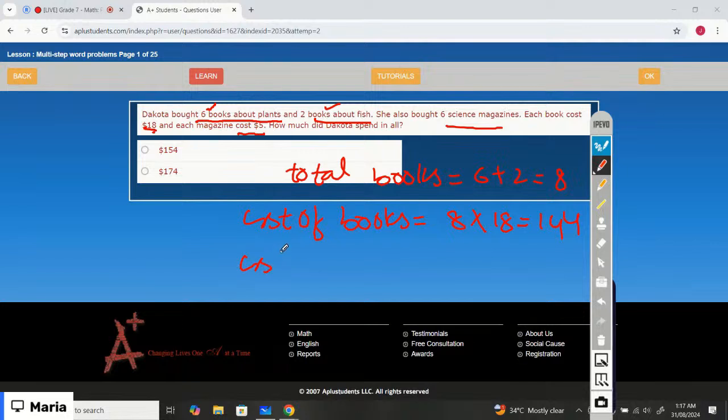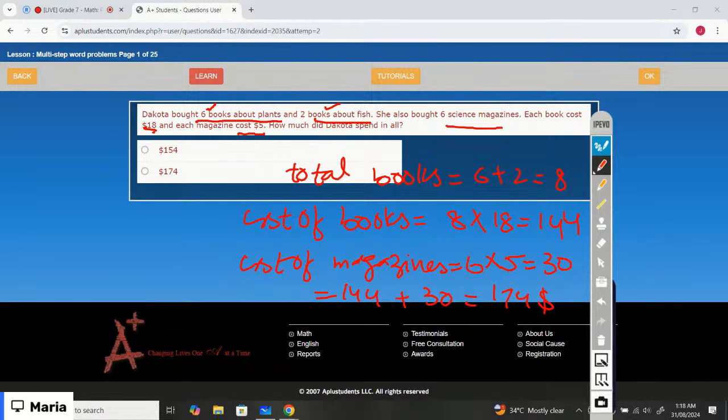You need to calculate the cost of magazines also, because you are given the cost of one magazine, right? One magazine cost $5. So you have to do 6 times 5, that is 30. The question is, how much did Dakota spend in all? So just add the cost of books and the cost of magazines. That is $174. That means the total money Dakota spent is $174.